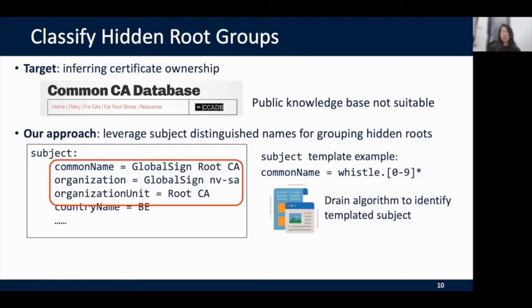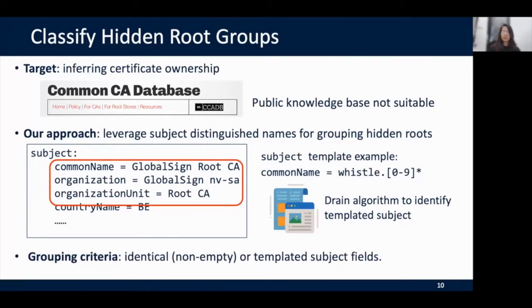Therefore, we followed the best practice of previous studies, leveraging subject distinguished names to classify certificate groups and infer ownership. We also identified templated roots by a server log parsing algorithm. Specifically, hidden roots with an identical or templated set of common name, organization, and organization unit could be roughly grouped and considered held by the same organization.